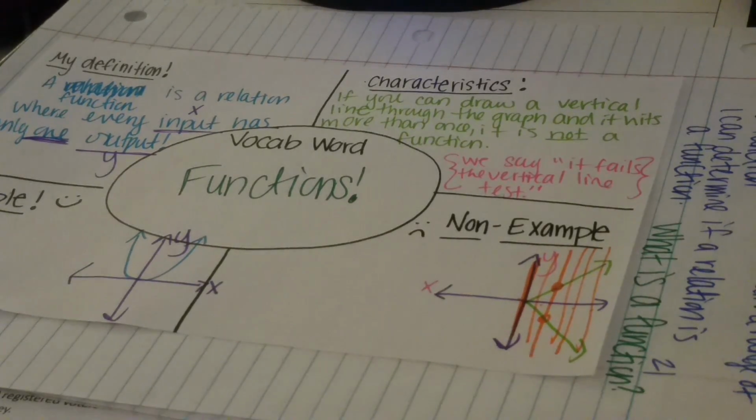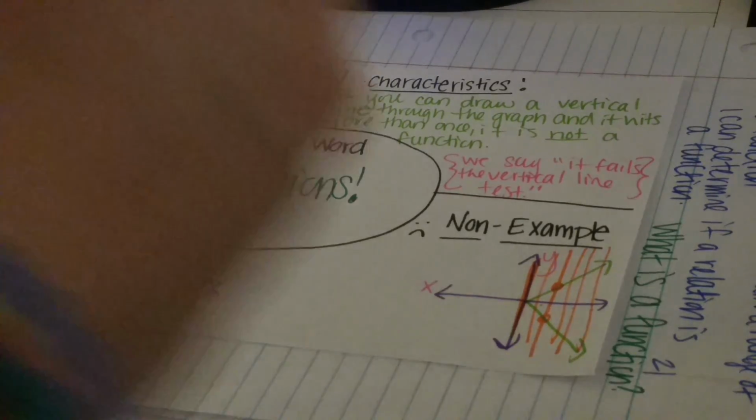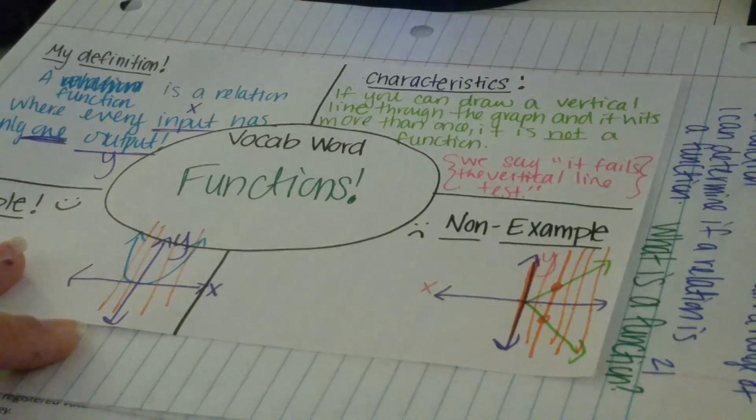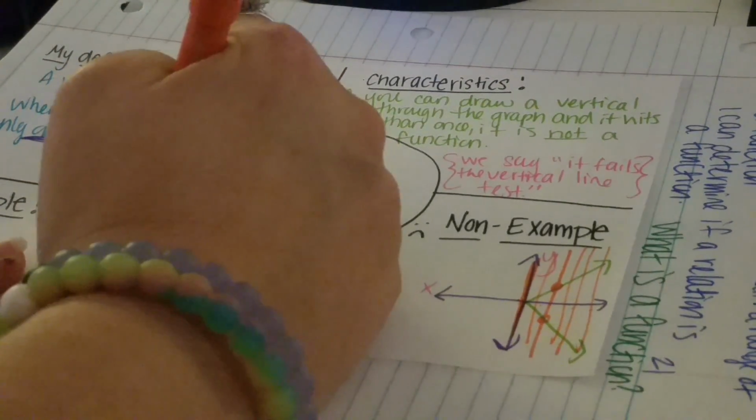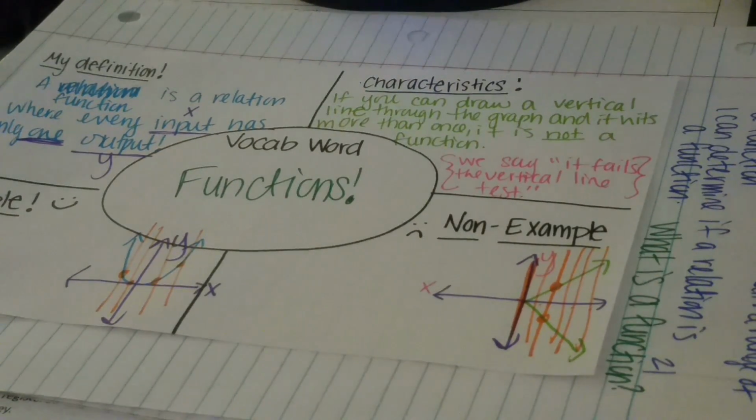So now we have to prove that it can pass the vertical line test. I'm going to take my orange marker and draw vertical lines through anywhere on this graph. And how many times is it going to hit? One time. Each line will only hit once. Now, you cannot draw a horizontal line. It has to be a vertical line to pass the vertical line test. That's why it's called the vertical line test.